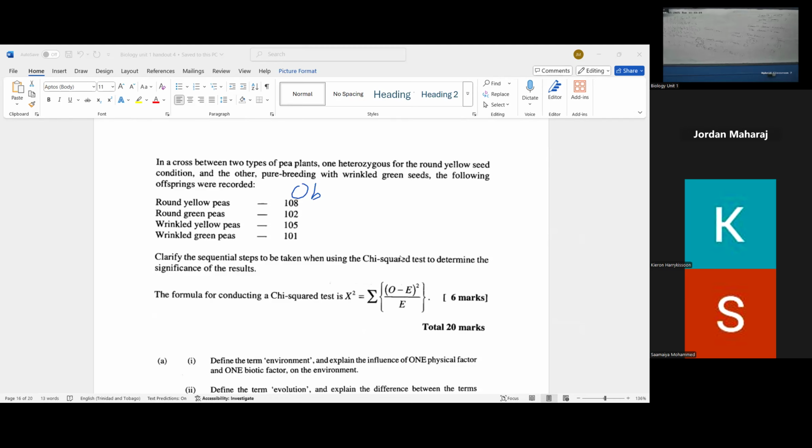So they want us to outline the sequential steps when taking the chi-square test to determine the significance of the results. Right? So when they tell us to determine the significance of the results, they're telling us to accept or reject the null hypothesis. That's what they're asking us here, right? So the first thing we need to do is our cross. Because if we have our observed, we need to figure out the expected. Right? We need to figure out the expected.